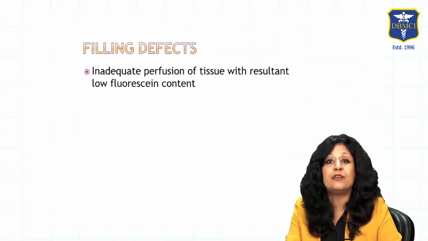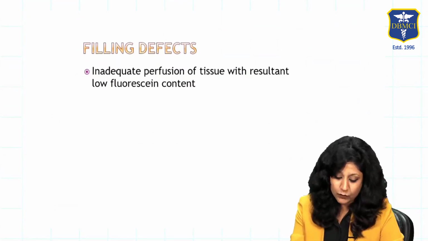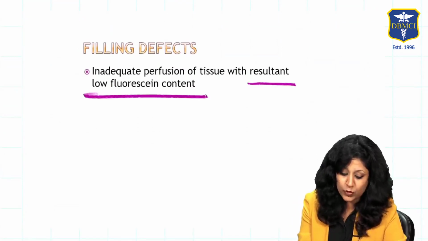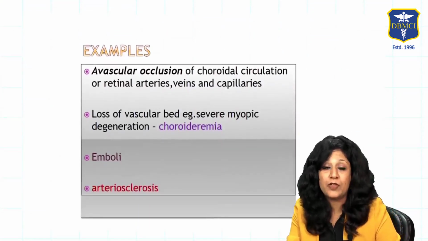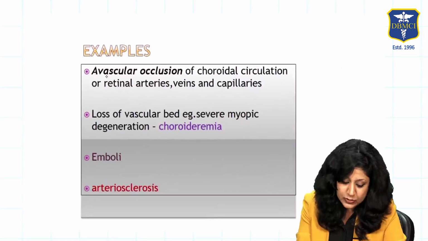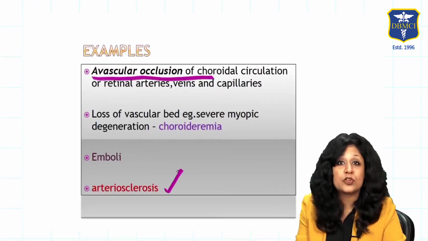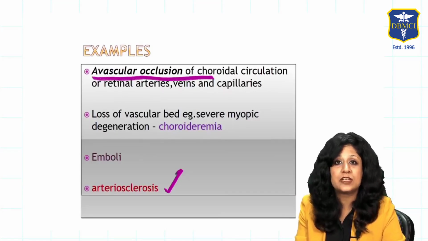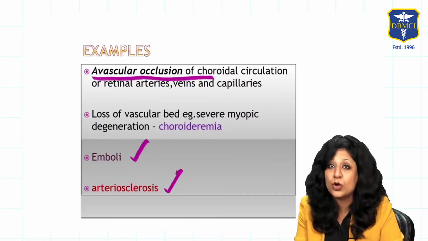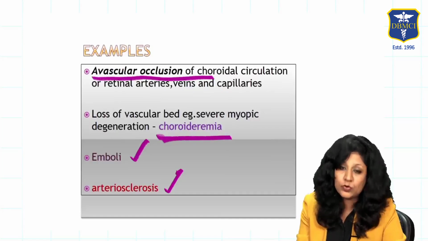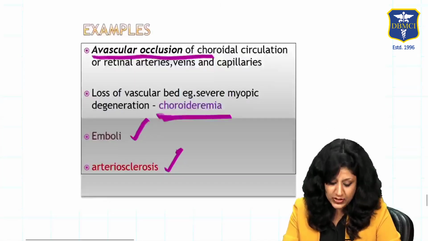Then I can have the filling defects. Now, because of the defects that you are getting in filling, what will happen? There will be low fluorescein content. Due to the low fluorescein content, I can have the filling defects in cases of vascular occlusions, or we can have arteriosclerosis, where CRAO, CRVO, the vascular occlusions are very common. I can have the embolus, I can have thrombosis, or I can have even choroideremias. Here again, the masking effect will be there and you will get blackish areas.